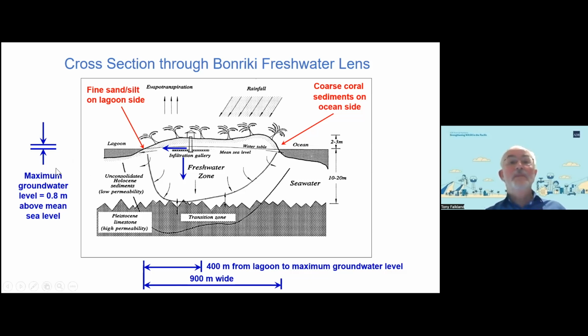But this 0.8 of a meter shows us the height above mean sea level. Now, the diagram shows a slightly thicker freshwater zone towards the lagoon side. That's largely because of the sediments, which are finer on the lagoon side than the coarse sediments on the ocean side. And water, once it reaches the island, could travel downwards or horizontally, and we'll be looking at that.